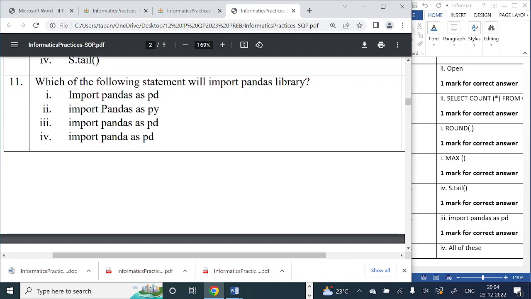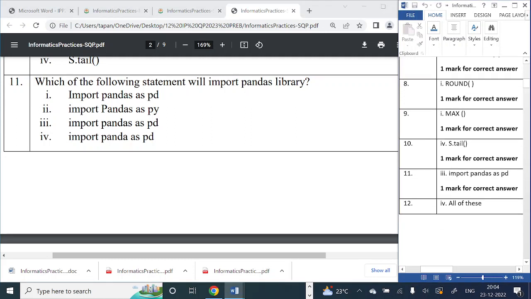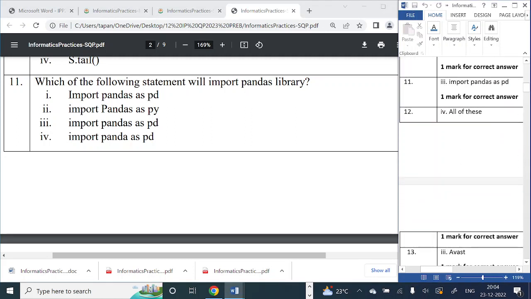Import pandas as pd. The third option is correct. Yes, import pandas as pd. So the option will be third. Yes, in the answer also the third option is given. So the answer will be third, import pandas as pd.